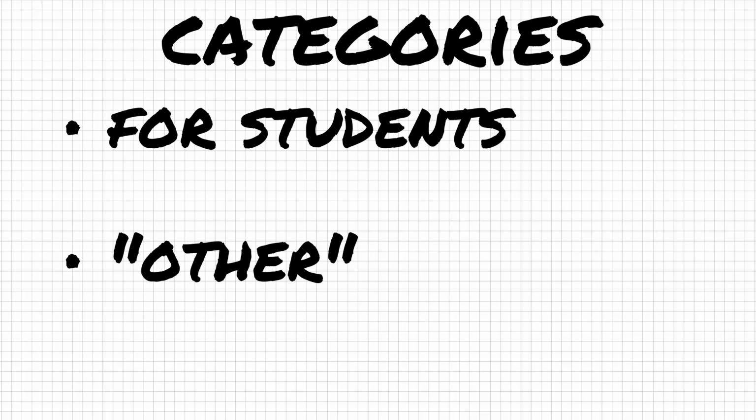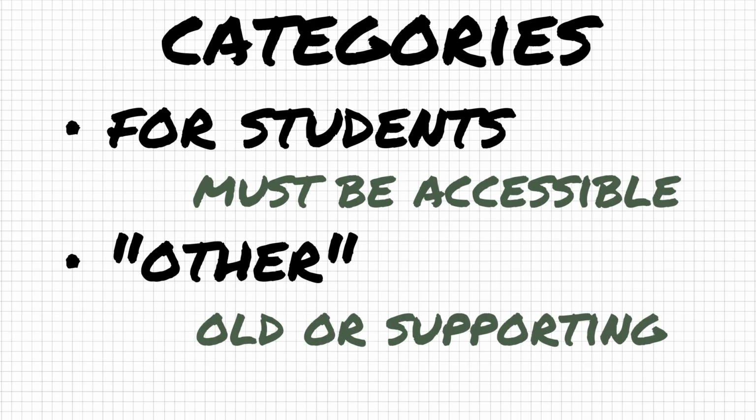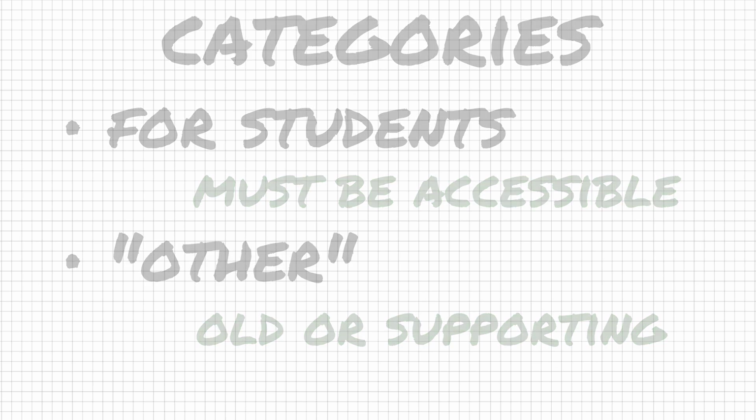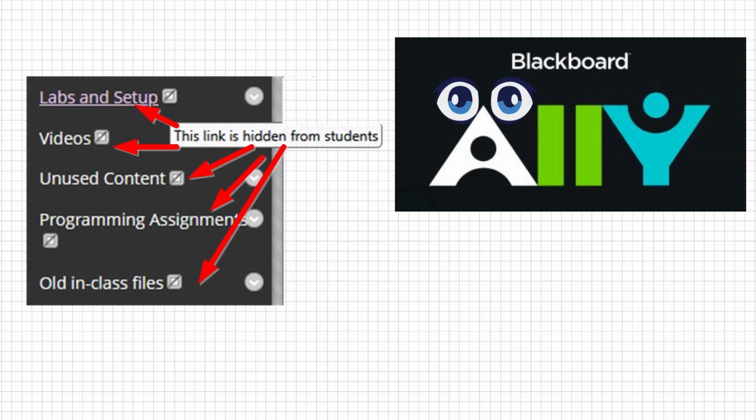Content you have deployed to students this semester. That content must be accessible. And other. Other might include old content, grading notes, older versions of files, and resources like scans of textbook pages. It's all hidden from students, but the accessibility checker is still evaluating it, so it can drag down your percentage.